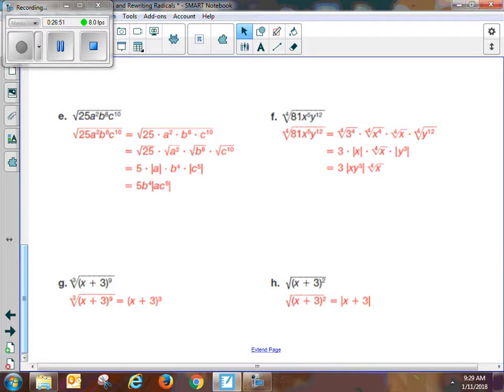Okay, so who wants to answer? It's a really good question. Why did I need absolute value bars on H but not on G? Go ahead. Well, because this one was a square root, even, and what kind was this? Odd. So you never need it. When the index is odd, you never need the bars.